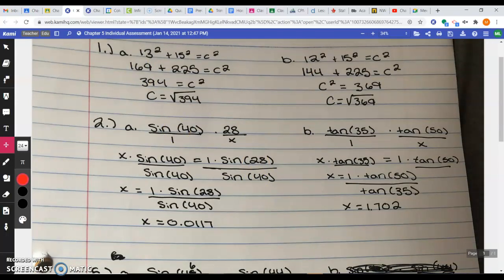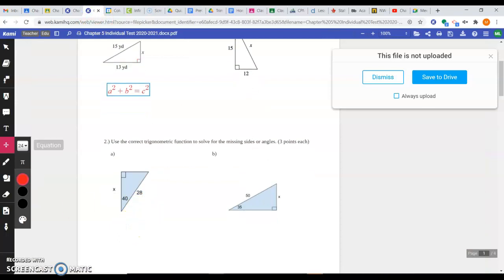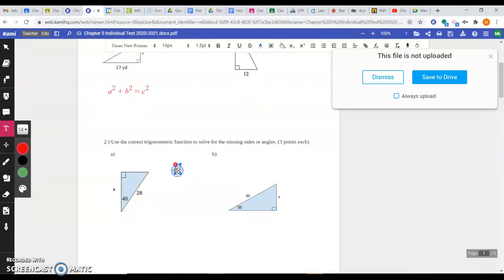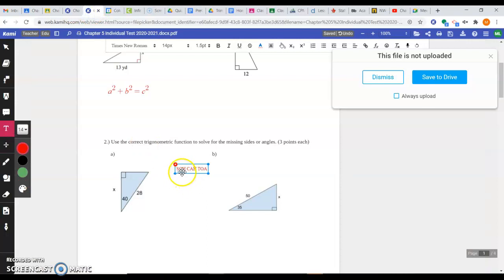We are using sine, cosine, and tangent here. We're using regular trigonometry in 2A and in 2B. Again, it helps to remember SOHCAHTOA. And with SOHCAHTOA, it tells you, again, if it's opposite hypotenuse, you use sine. If it's adjacent hypotenuse, you use cosine. If it's opposite adjacent, you use tangent.